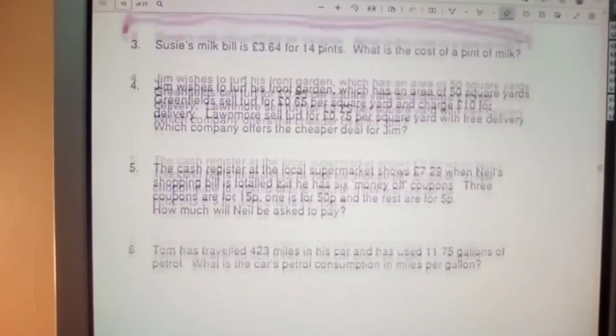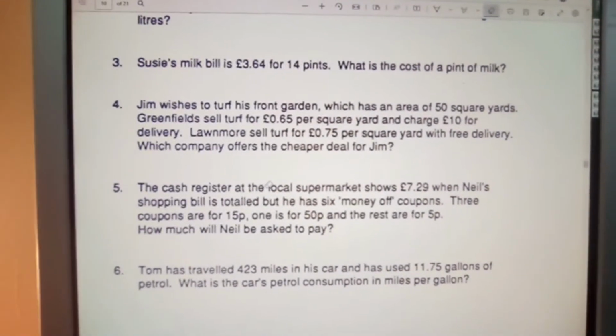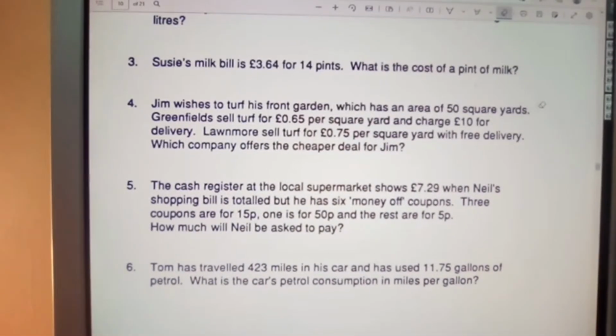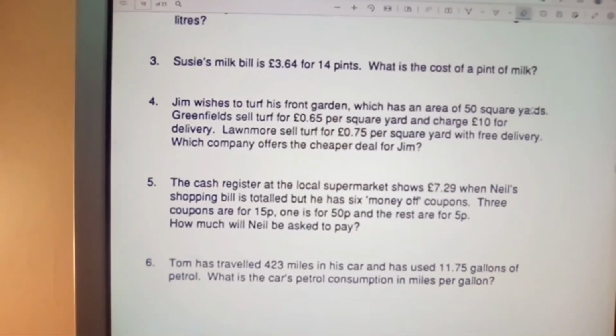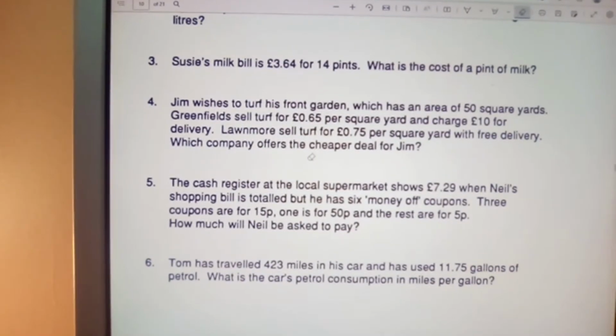Okay, good. Now, question 4. Jim wishes to turf his front garden, which has an area of 50 square yards. Greenfield sell turf for 0.65 pence per square yard and charge £10 for delivery. So we can change this to 50 square meters. Greenfield sells it for 0.65 per square meter. So we're going to convert this to meters, as we use meters these days.